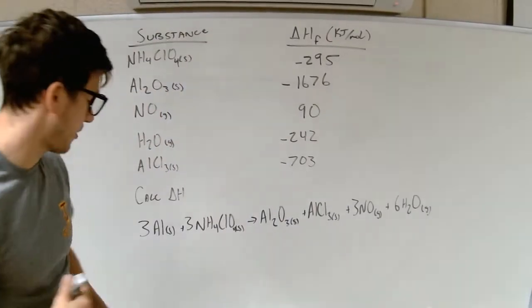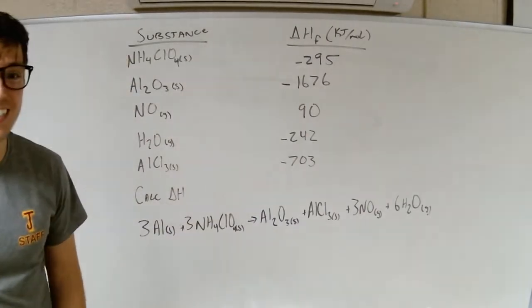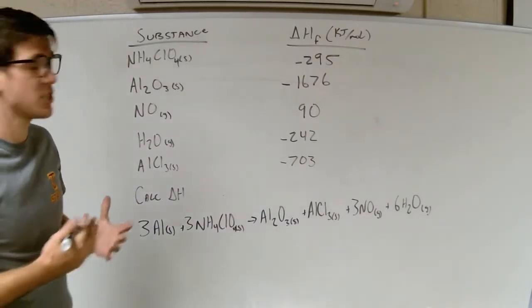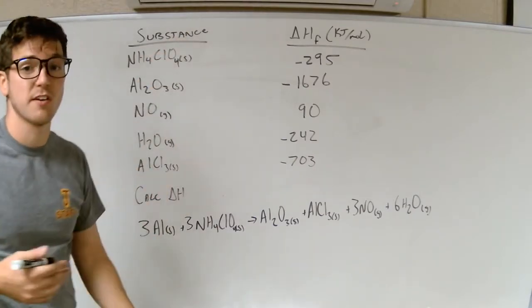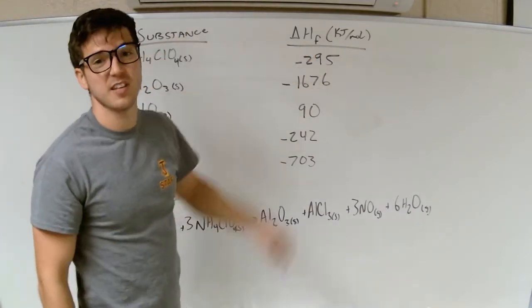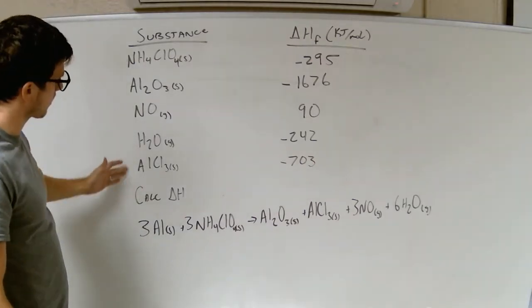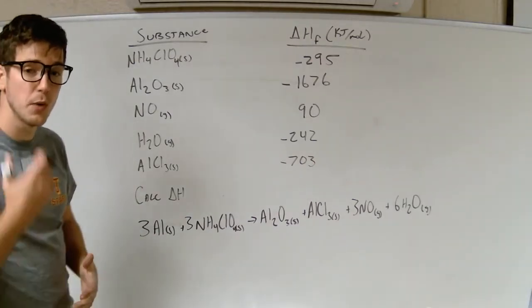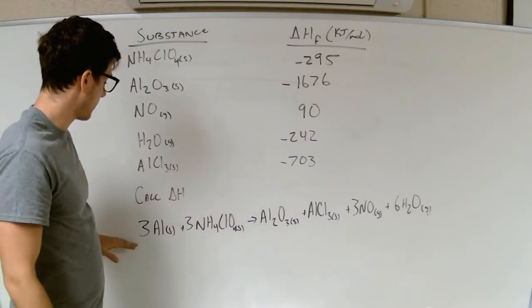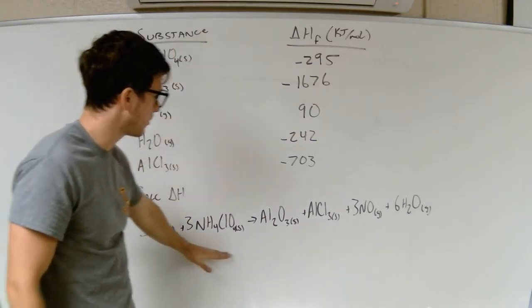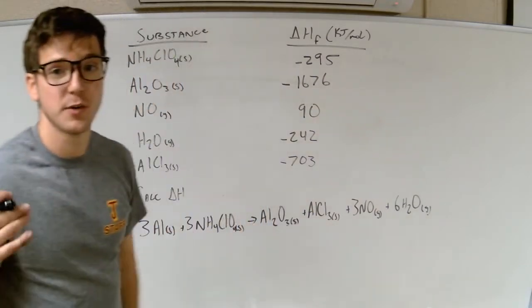Alright everybody, so this is a Hess's law problem that you will see. They will give you a bunch of these known enthalpies of formation. It says H sub F, that's enthalpy of formation, for all these compounds. And what they'll want you to do is take those known enthalpies of formation and find the total enthalpy of a certain reaction.